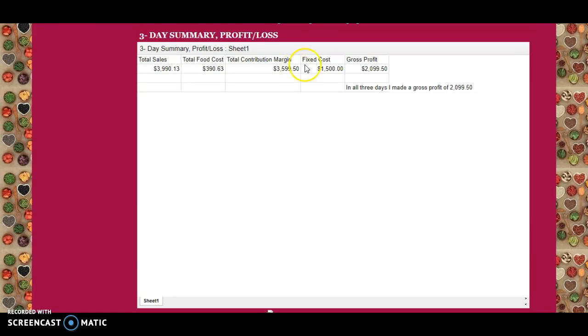And you get $3,599.50. The fixed cost for all 3 days would be that $500 fixed cost multiplied by 3. So that gives you $1,500 in fixed cost for 3 days. And your gross profit would be the total contribution margin minus that fixed cost. So that number, $3,599.50 minus the $1,500, gives you $2,099.50. So in all 3 days, I made a gross profit of $2,099.50.